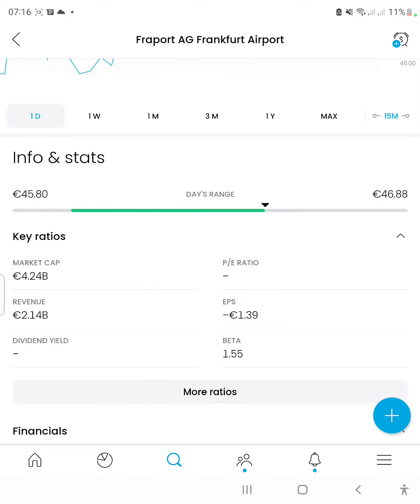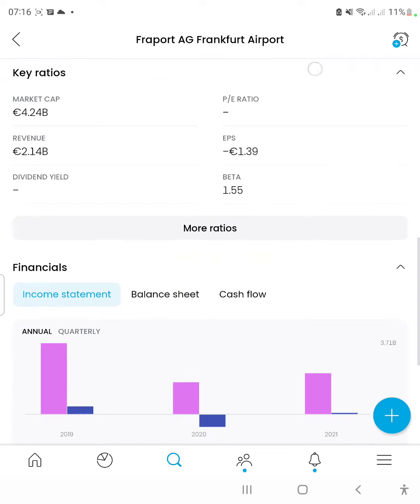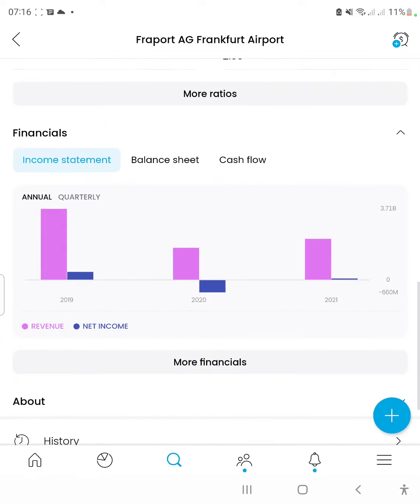So the risk associated with the stock based on the volatility according to an index or according to a market average of 1. The beta level was 1.55 up to this date, which shows that it's been 55% more risky or more volatile than the market average of 1. So let's get into the first of the financial statements, which is the income statement.